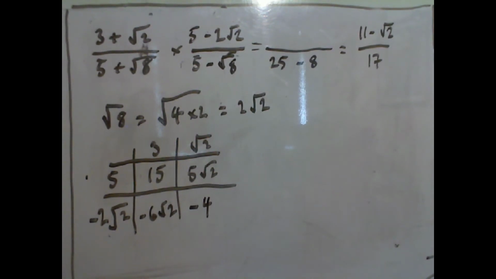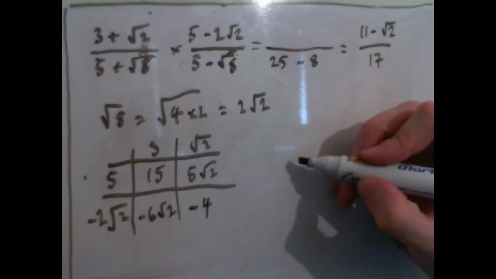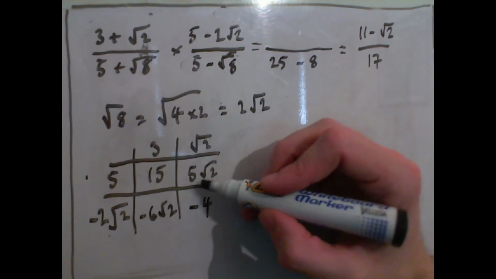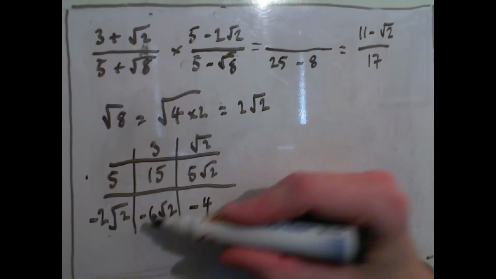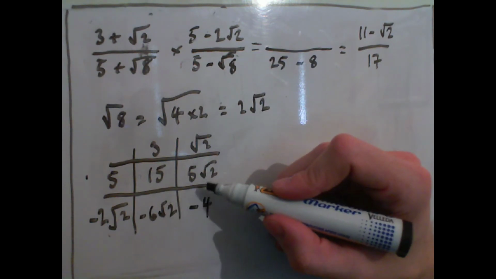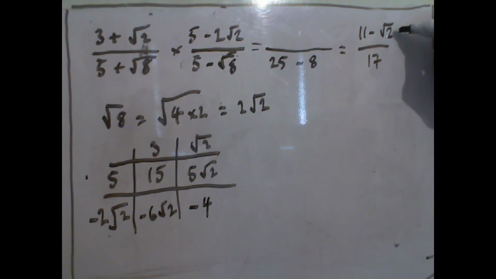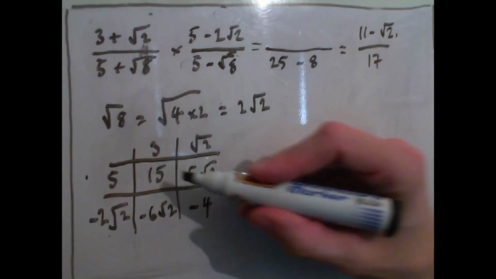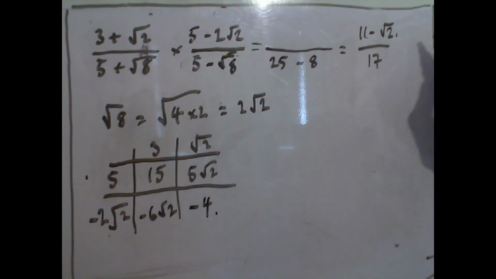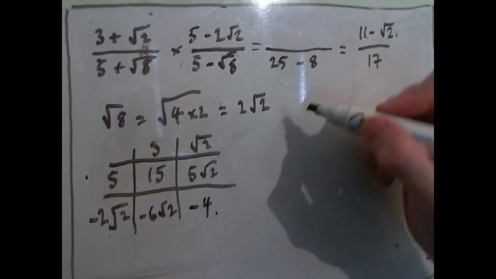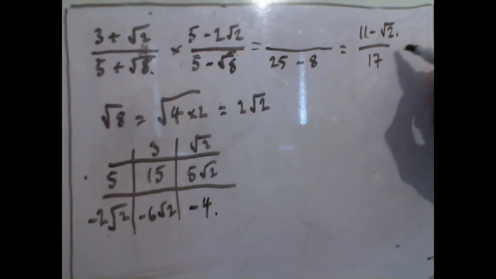Okay. Now, these two are going to cancel out, because I've got minus 6 and 5 root 2's, and that's going to cancel out to 1 root 2, or negative 1 root 2, excuse me, which is perfect. So that's where that comes from. And then 15 minus 4 is 11, so we've got the numerator, and we've shown how we get from that to that.